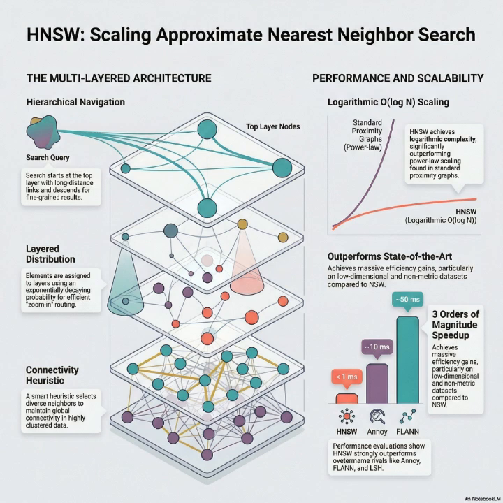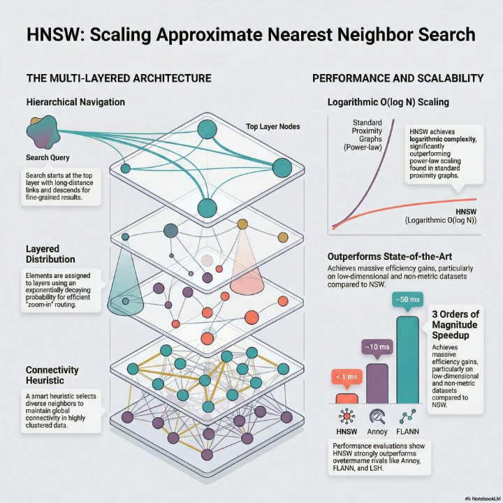When I upload a photo to a search engine, it doesn't have a file name to look for. It has pixels. It has to find similar photos among billions of others. Yeah. Or when a chatbot understands that king minus man plus woman equals queen. Exactly. That is the world of vector search. And for a long time, doing that at scale, billion scale, was theoretically possible, but practically, well, impossible. It was just too slow. Until the paper we are discussing today came along.